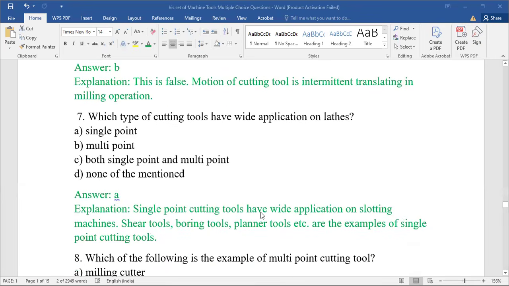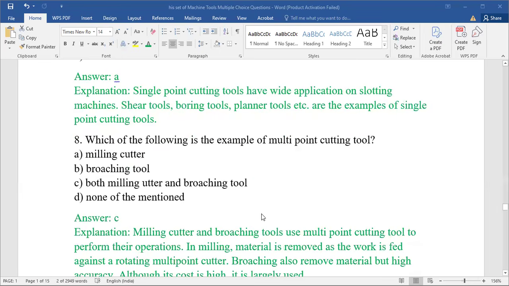Which type of cutting tool has a wide application on lathe? Single point, multi-point, both single point and multi-point, none of the mentioned. The answer is A. Which of the following is an example of multi-point cutting tool? Milling cutter, broaching tool, both milling cutter and broaching tool, none of mentioned. C is the answer, milling cutter and broaching tool.